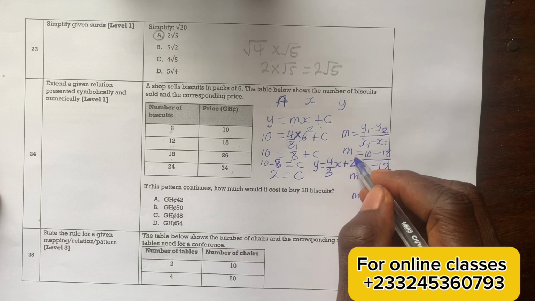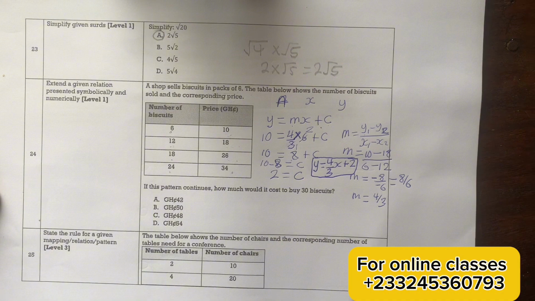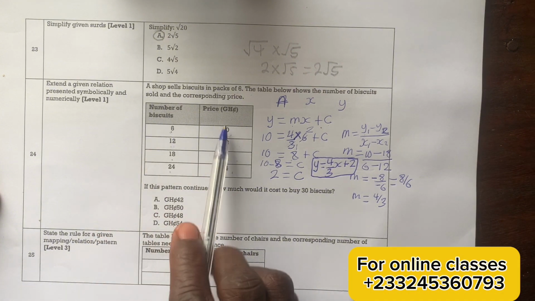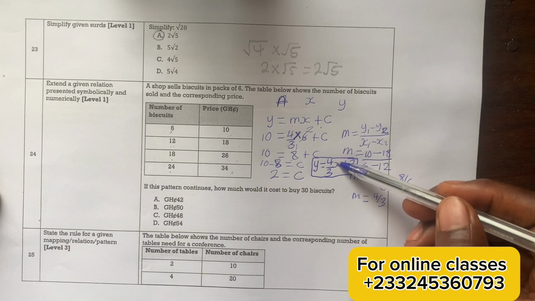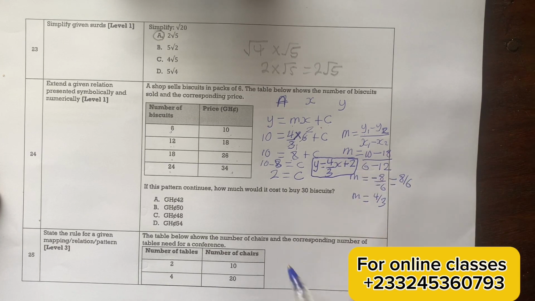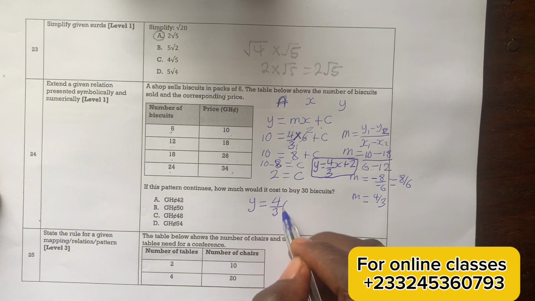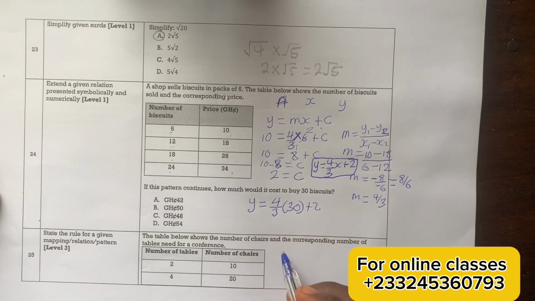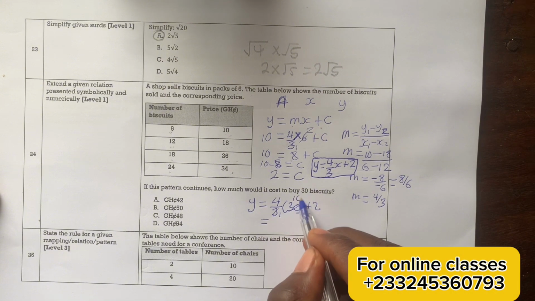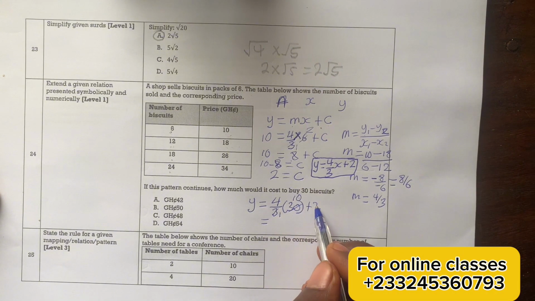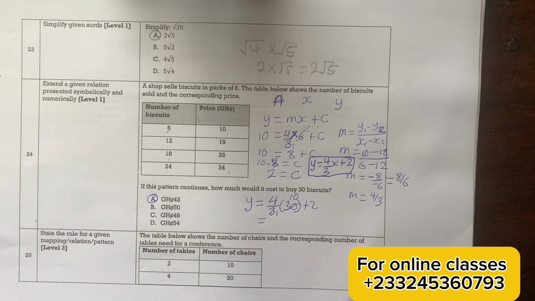So now we have y equals 4 on 3 x plus 2. This is the linear relationship between the number of biscuits and the price in Ghana cedis. Now, if I have 30 biscuits, then I have to put 30 here. So I'll write y equals 4 on 3 times 30 plus 2. The 3 will go into 30 ten times, 4 times 10 is 40, plus 2 is 42. If you have any shortcut, you can leave it in the comment section.